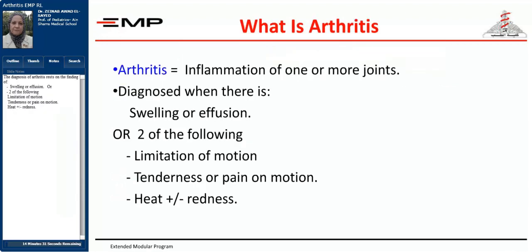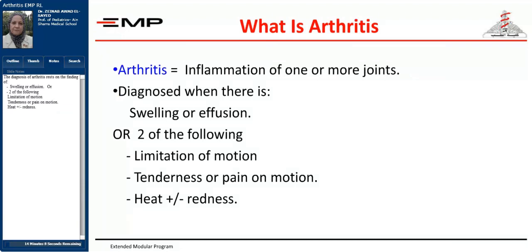What is arthritis? Of course, as the name implies, arthritis is inflammation of one or more joints, and it can be easily diagnosed when you see a swelling in the joint. This swelling can be more obvious if you compare it to the same joint on the other side. This swelling might be just soft tissue swelling, or there might be an effusion inside the joint.